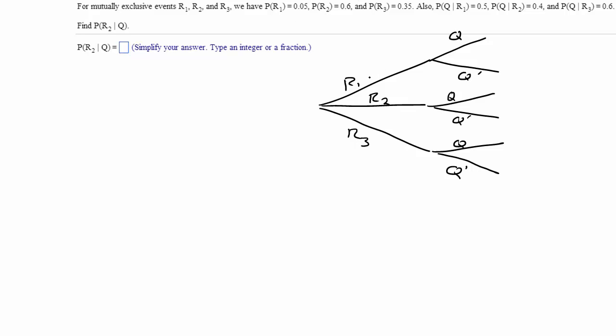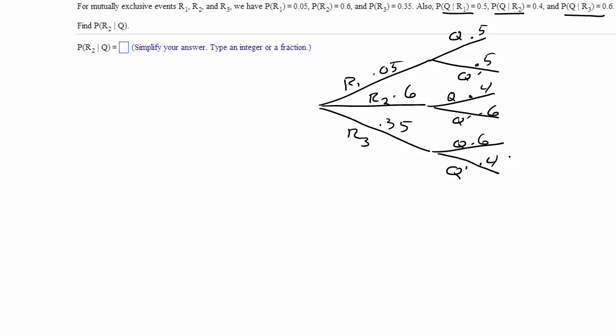The probability of R1, 0.05, R2, 0.6, R3, 0.35. You can see these 3 things add to 1 like they should. This says the probability that Q happens given that R1 happened. Well, that means if R1 happened, then what's the probability that Q also happens? That's 0.5. So this one has to be 0.5. Then they tell us Q given R2 is 0.4. So here's 0.4 and 0.6. And then Q given R3 is 0.6. So that's down here, right? 0.6 and of course 0.4.